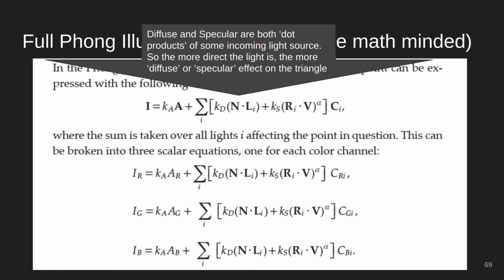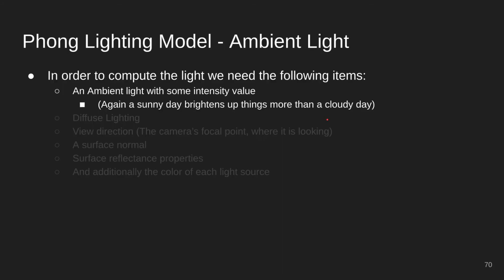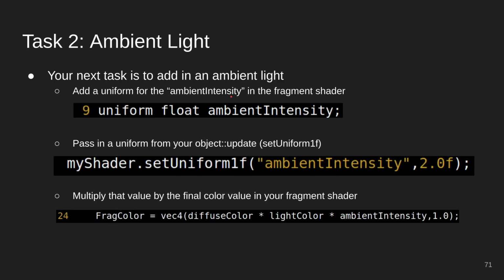Diffuse and specular are the dot products, again, and so on. Okay, so the Phong lighting model, ambient light. In order to compute or build this Phong lighting model, we need some intensity value. So what we're going to do, this is part of your task 2 of your lab, is create an ambient light. In your shaders, you're going to create an ambient intensity.